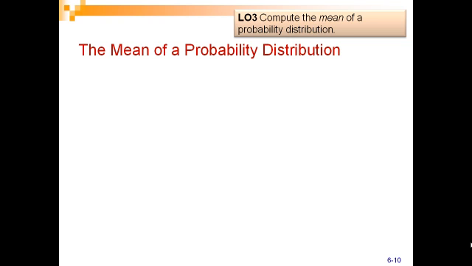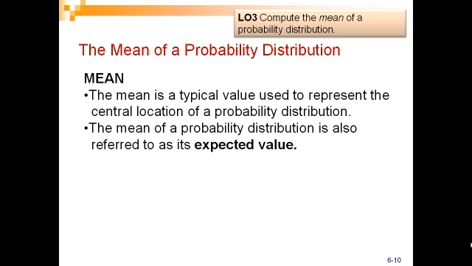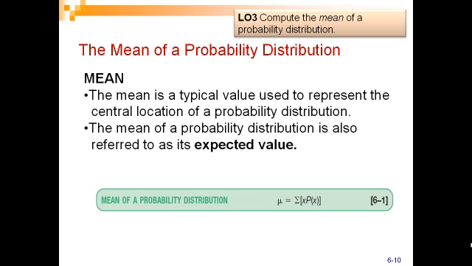Okay, now we will continue with the computation of the mean of a probability distribution. The mean is a typical value used to represent the central location of a probability distribution. The mean of a probability distribution is also referred to as its expected value. It is a weighted average where the possible values of a random variable are weighted by their corresponding probabilities of occurrence.